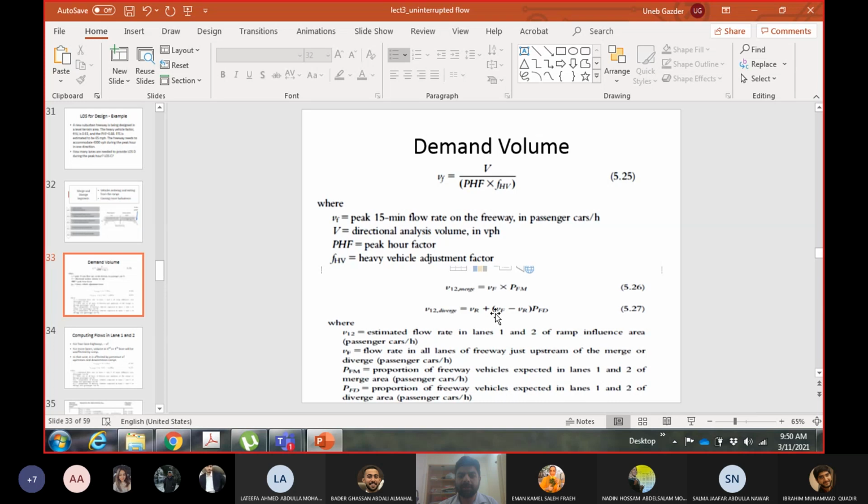So total freeway flow rate, and then you subtract the flow of the ramp, and then you are multiplying with the proportion of vehicles which are diverging. So PFM means proportion of vehicles which are merging, and PFD means proportion of vehicles which are diverging. So we will look at how to calculate these values in the next class, okay.